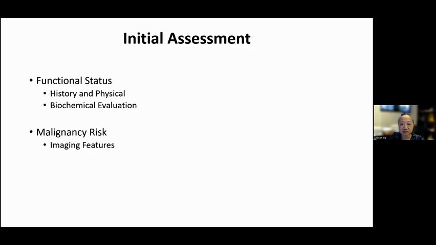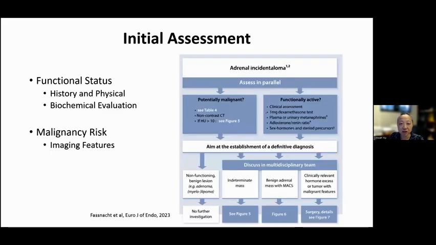And so the initial assessment usually revolves around a functional assessment, and this can often be guided by history and physical, but mostly there's a standard biochemical evaluation, which we will talk about in a second. And then ultimately, we decide malignancy risk based on imaging features, and we'll review some of those findings in a minute as well.